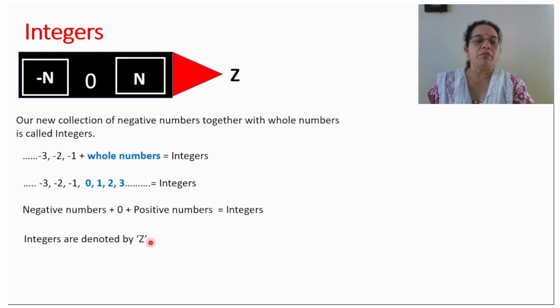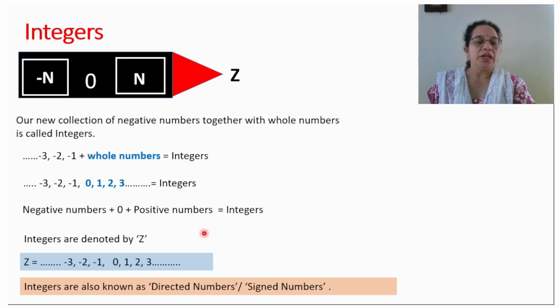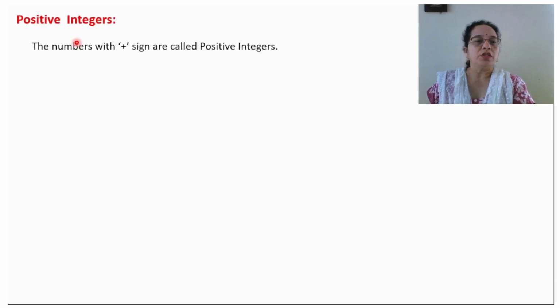Integers are denoted by capital Z. So Z is equal to minus 3, minus 2, minus 1, 0, 1, 2, 3 and so on. Integers are also known as directed numbers or signed numbers. Positive integers, the numbers with plus sign are called positive integers.